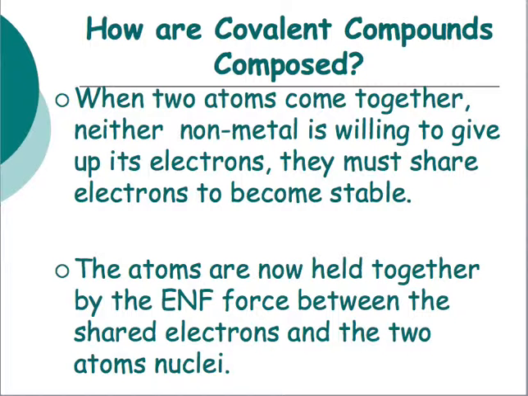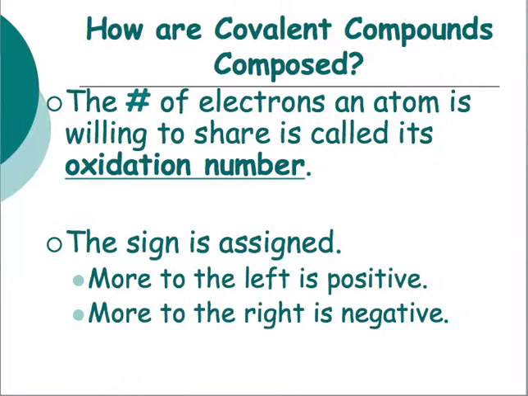So they are both strongly attached to themselves, but yet they can share a little bit with the atom next to it. The number of electrons an atom is willing to share is called its oxidation number. So we're talking about electrons involved in bonding. In covalent bonding, we're talking about sharing. So the sign is assigned to it. The elements that are more to the left get a positive sign, and the elements more to the right get a negative sign whenever we have two or more atoms sharing.